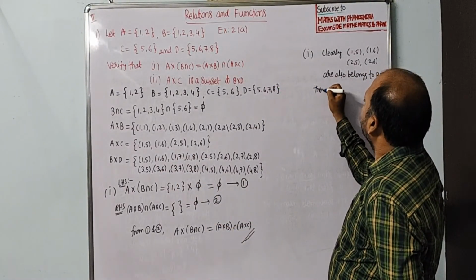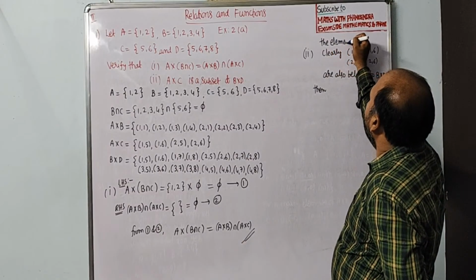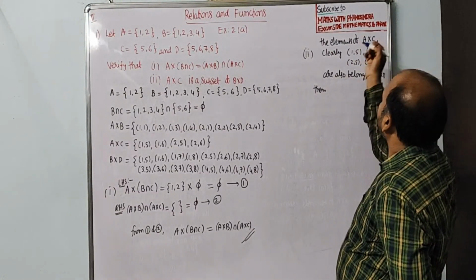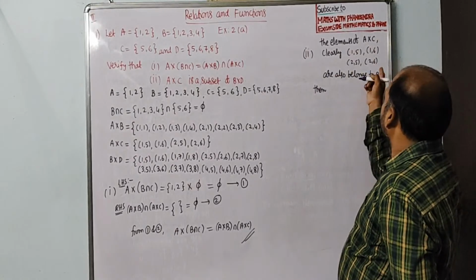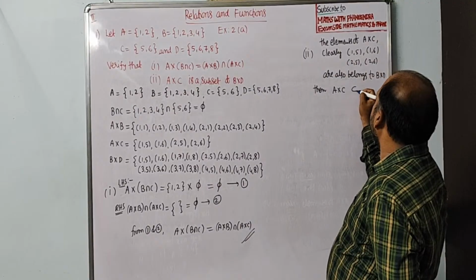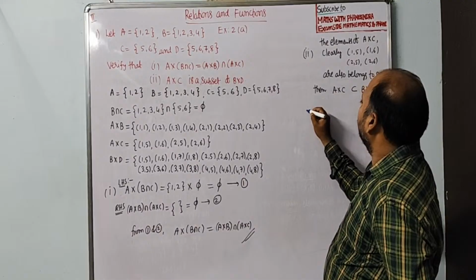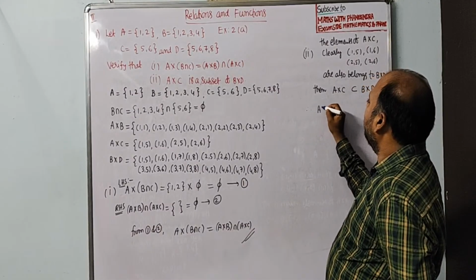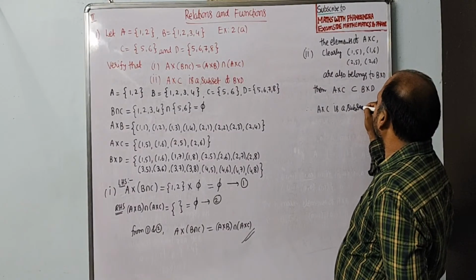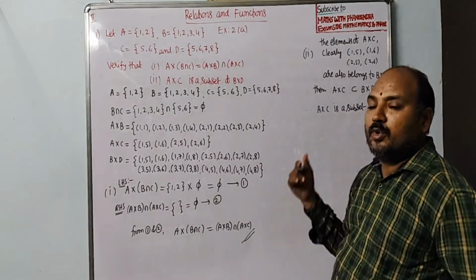Whenever the elements of A cross C belong to B cross D, then clearly these elements of A cross C also belong to B cross D. Then A cross C is a subset of B cross D. Therefore, A cross C is a subset of B cross D. This is the way you can prove it, dear students.